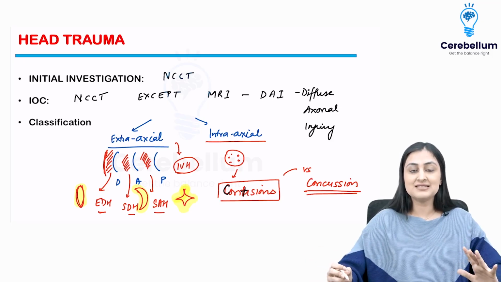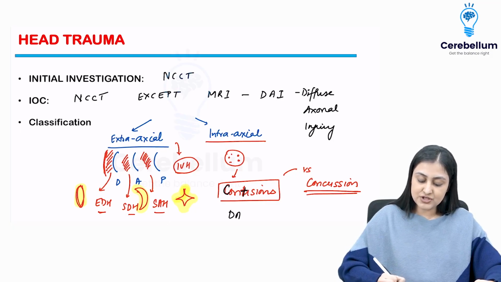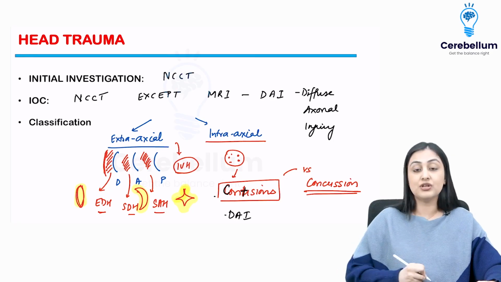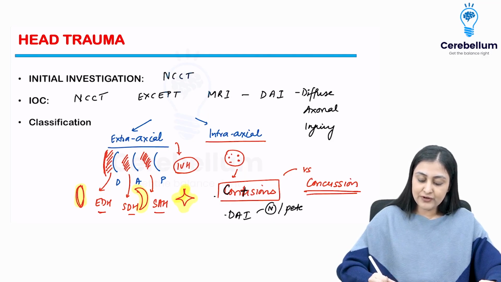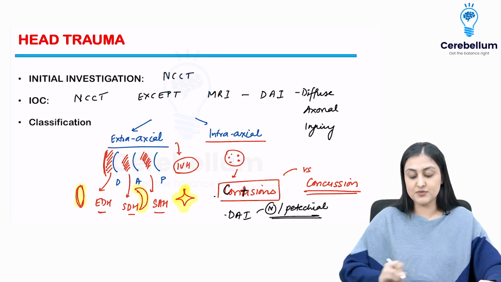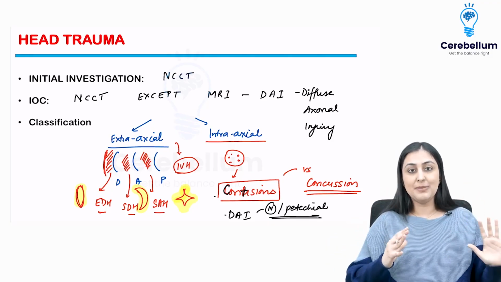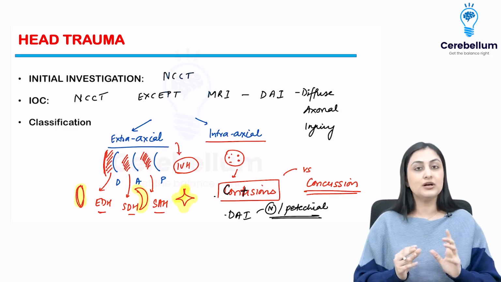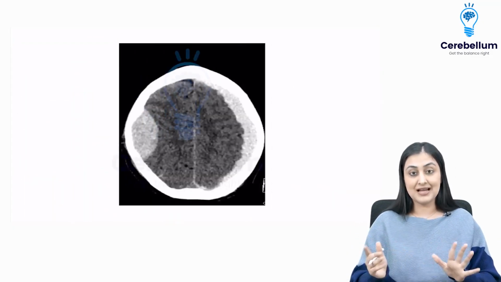So when you have intraaxial hematoma, that is contusion. The other example of intraaxial injury is going to be diffuse axonal injury, wherein they would give you that the CT either is normal or is showing you very tiny petechial hemorrhages, and that is where MRI comes into the picture. Okay, so these are broadly going to be the subheadings under which we shall be looking at the images for head trauma. So this is about the classification.